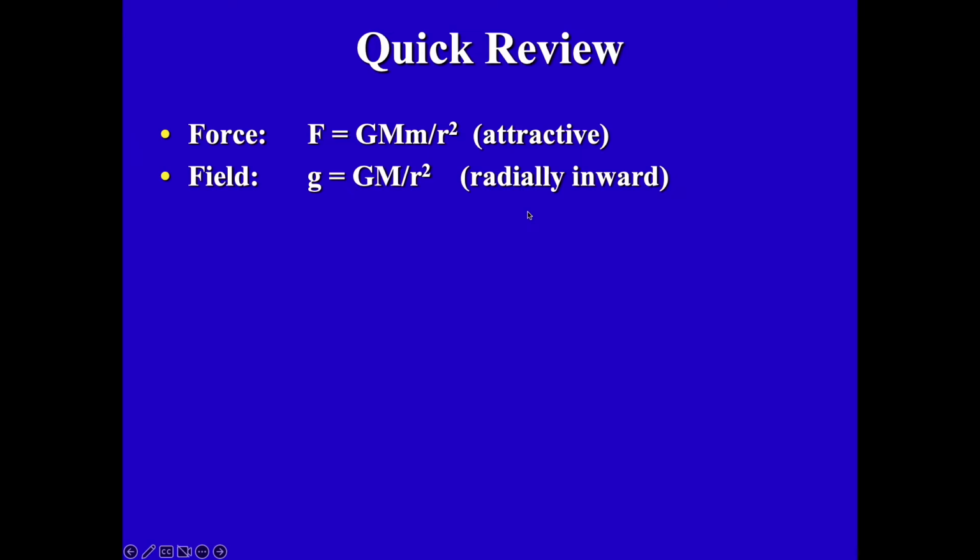We also learned how to calculate the magnitude of the gravitational field produced by some point particle or a spherical object. Anything that has spherical symmetry, we write as little g equals big G times the mass divided by r squared. And that field is always radially inward, meaning the field is always directed towards the source of the field. The direction of the field vector always points toward the source of the field.